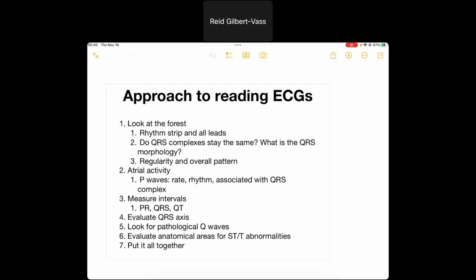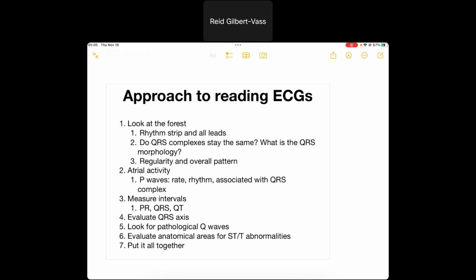Next I'll go top down from a heart perspective. Where do we start with the heart? Well, the sinus node and our P waves, and I'll determine what the P waves are doing, how they are behaving, are they associated with the QRS complex, are they sinus in nature. Then I'll start measuring intervals, the PR interval, to look at my AV node.